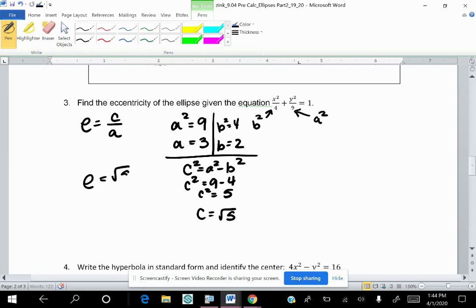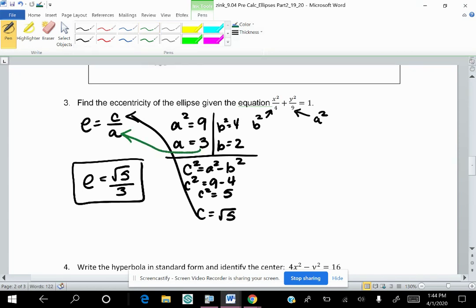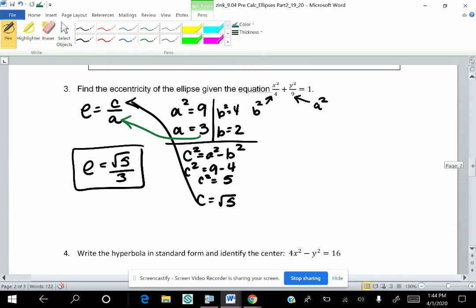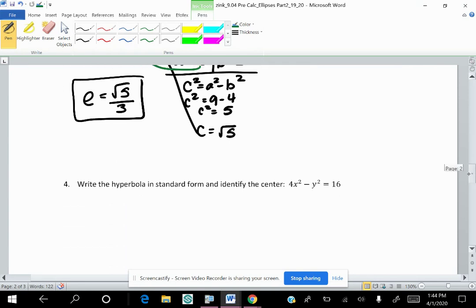C is radical 5, A is 3, and you're done. So you sub that in for C, you sub that in for A, and that's your eccentricity. And if they ask you for it as a decimal, just put it in your calculator to get that decimal.